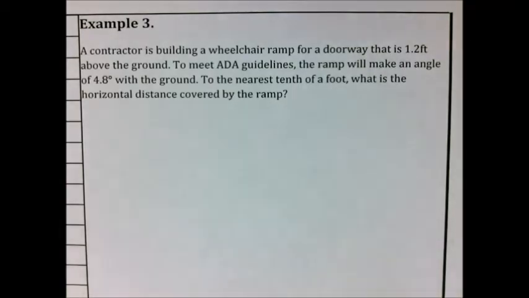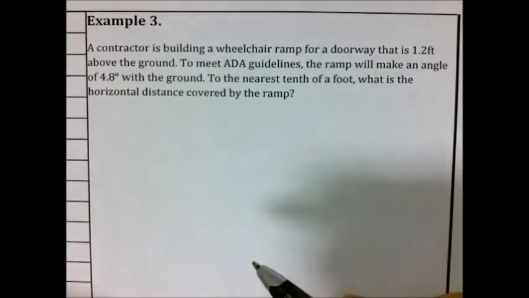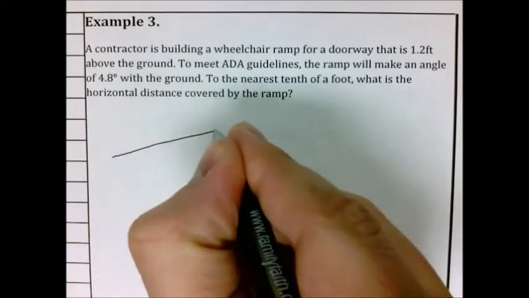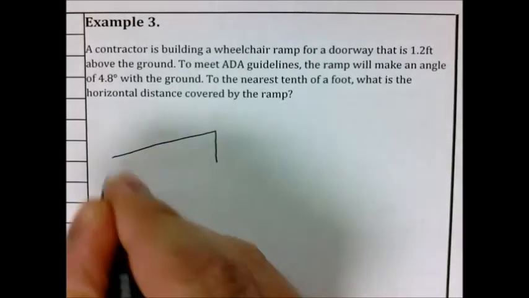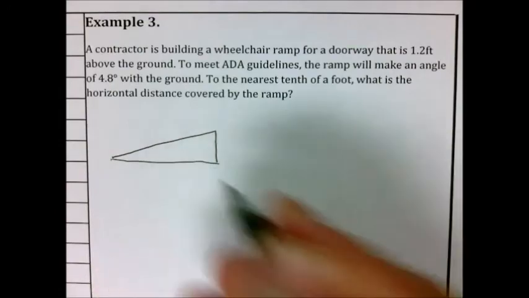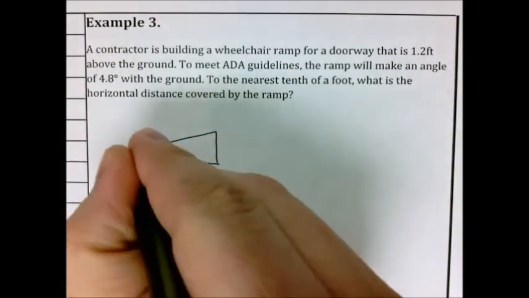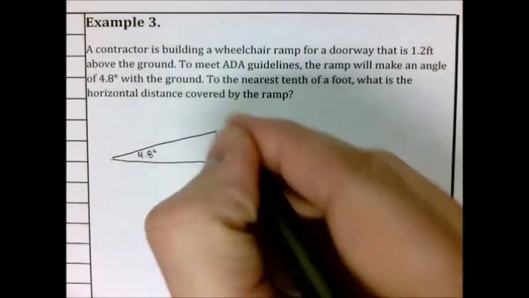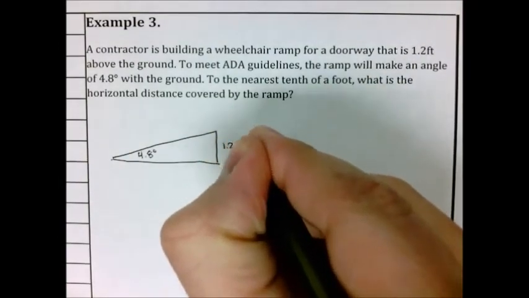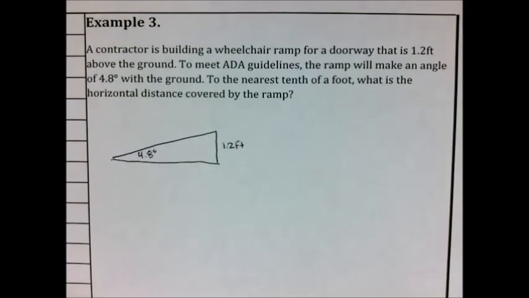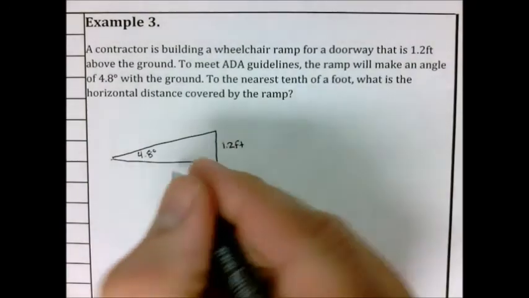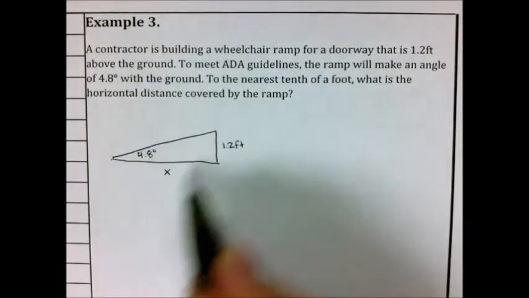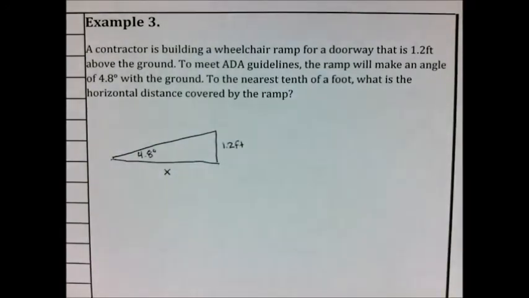Okay, so first thing we have to do is draw something to help us picture this a little bit better. We're going to have some ramp go up to a certain distance, and we know that it is a degree of 4.8 degrees. It goes up 1.2 feet. And we're trying to find the horizontal distance covered by the ramp. Okay, not the distance of the ramp, the horizontal distance covered by the ramp.